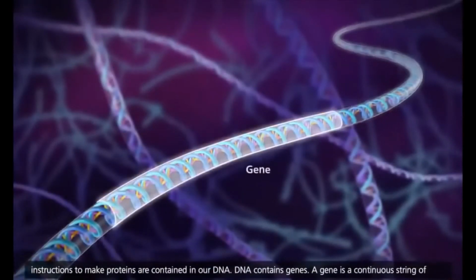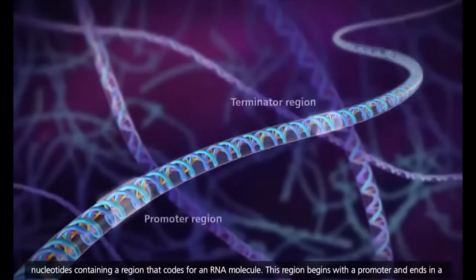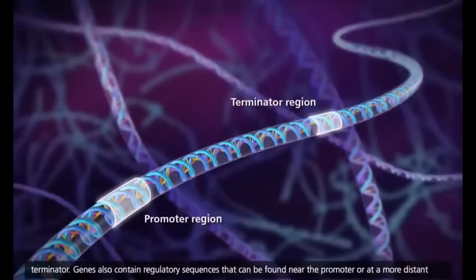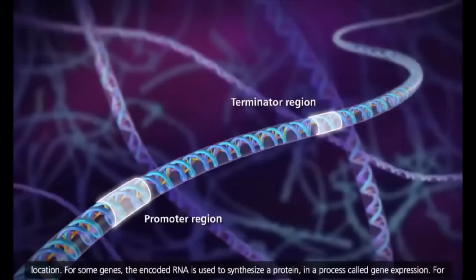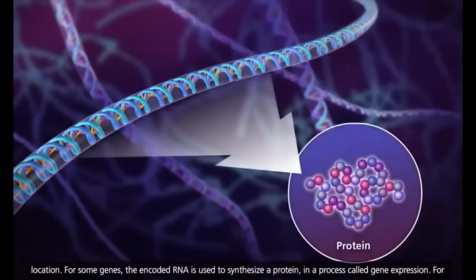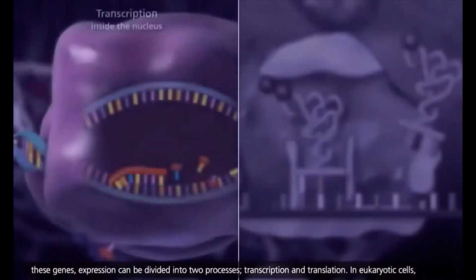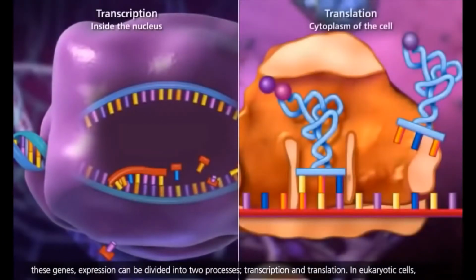DNA contains genes. A gene is a continuous string of nucleotides containing a region that codes for an RNA molecule. This region begins with a promoter and ends in a terminator. Genes also contain regulatory sequences that can be found near the promoter or at a more distant location. For some genes, the encoded RNA is used to synthesize a protein in a process called gene expression. For these genes, expression can be divided into 2 processes: transcription and translation.